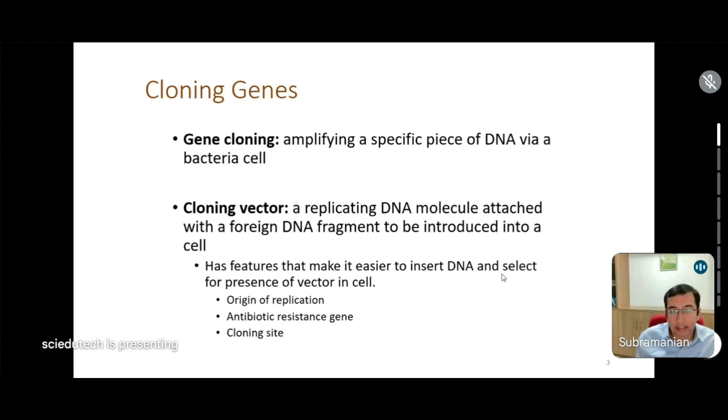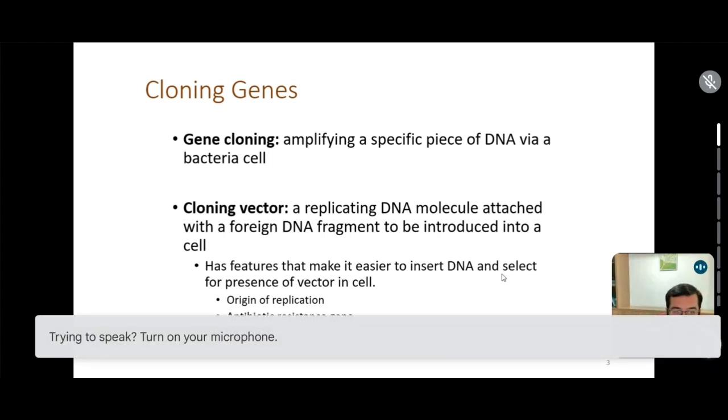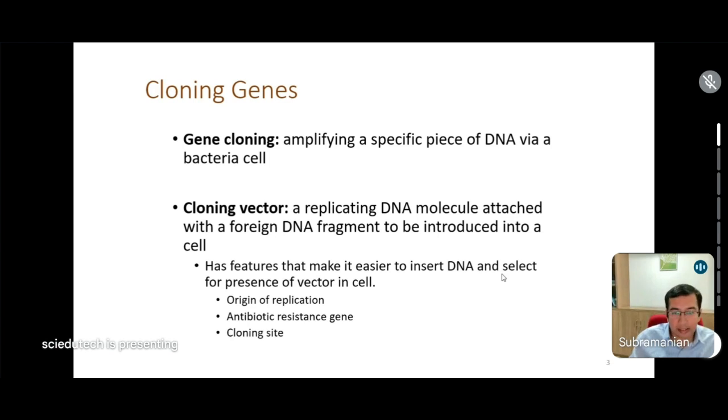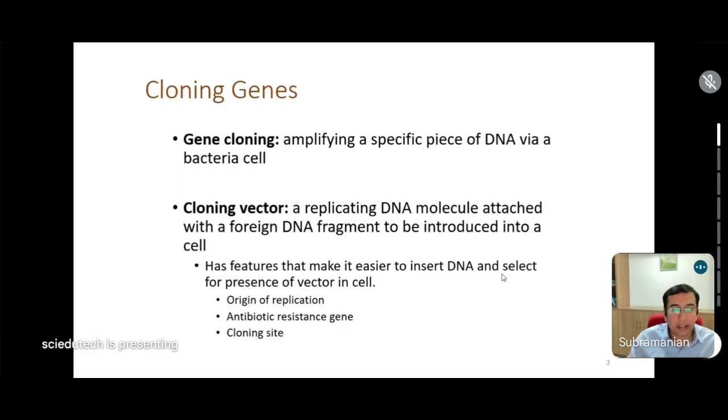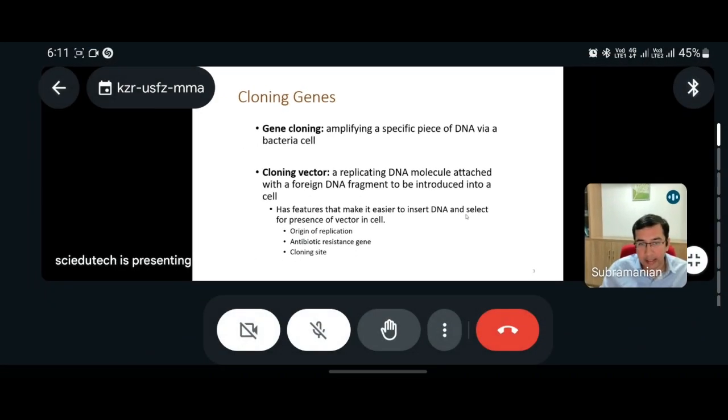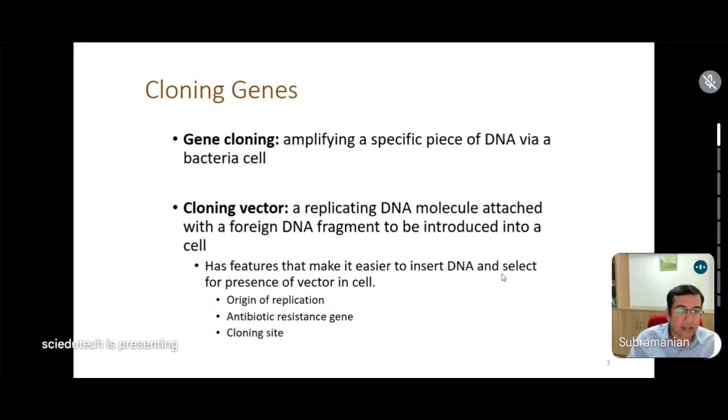And a cloning vector usually has certain features which enable it to replicate by itself, and your gene of interest can be propagated in the cloning vector. So what are these features? First is the origin of replication, and then you have an antibiotic resistance gene which enables selection, and you have a cloning site in the vector where the particular DNA or gene of interest is inserted. Next slide, please.